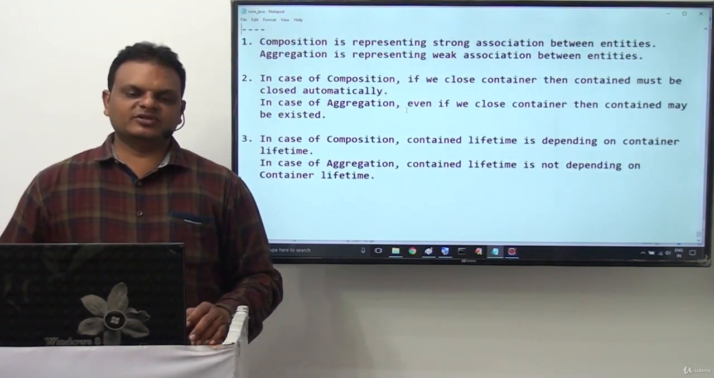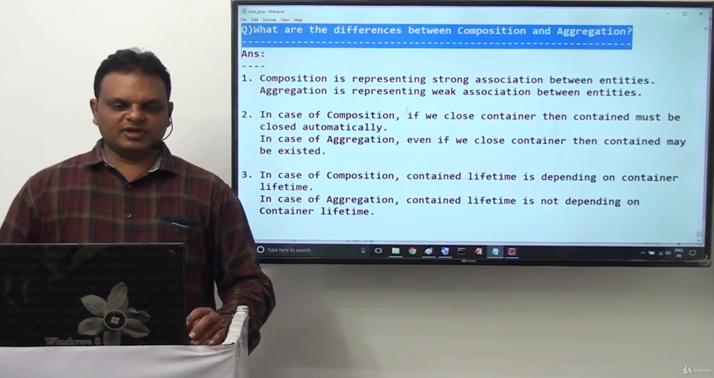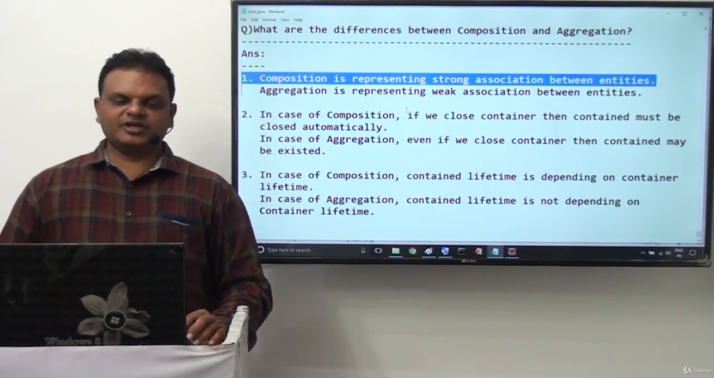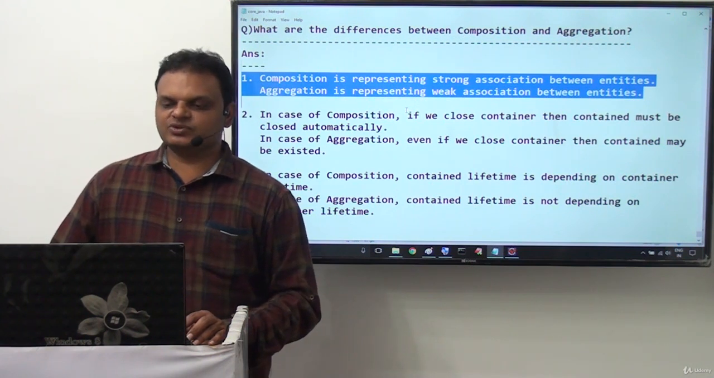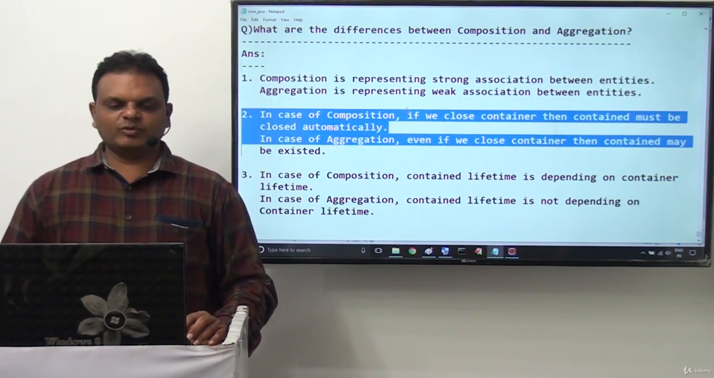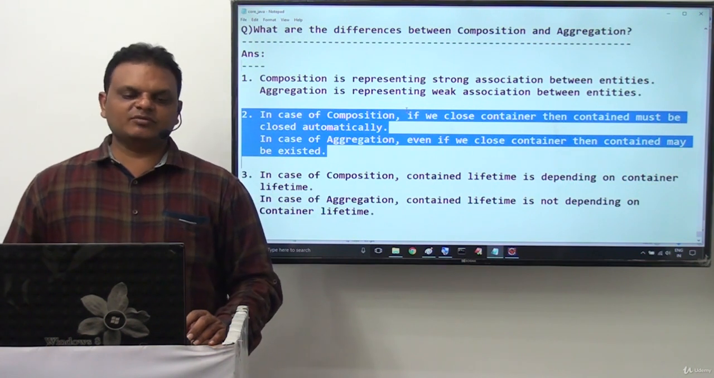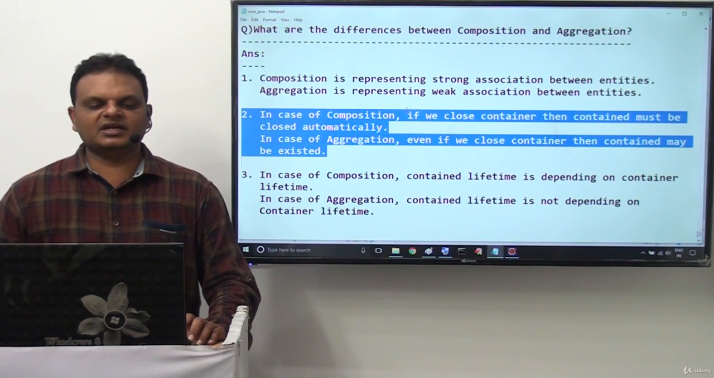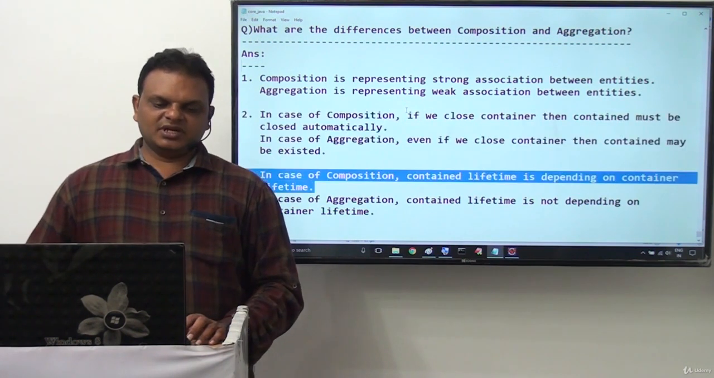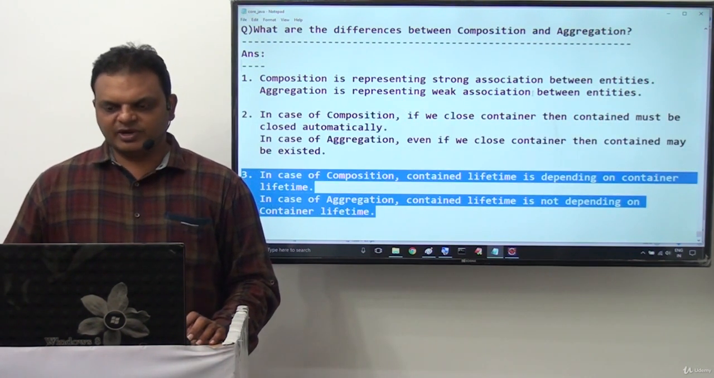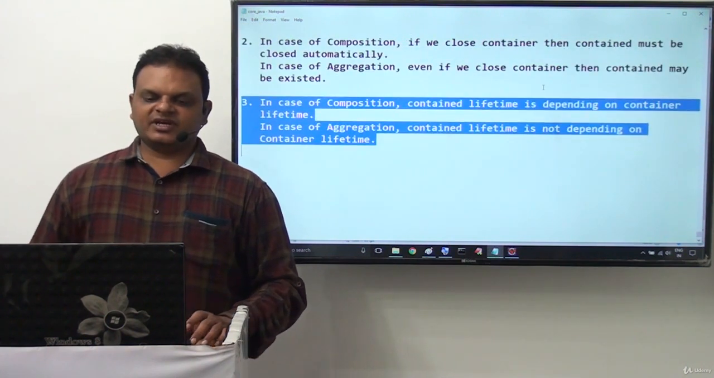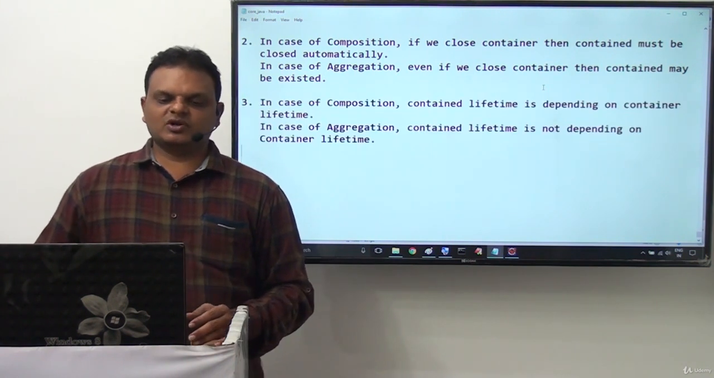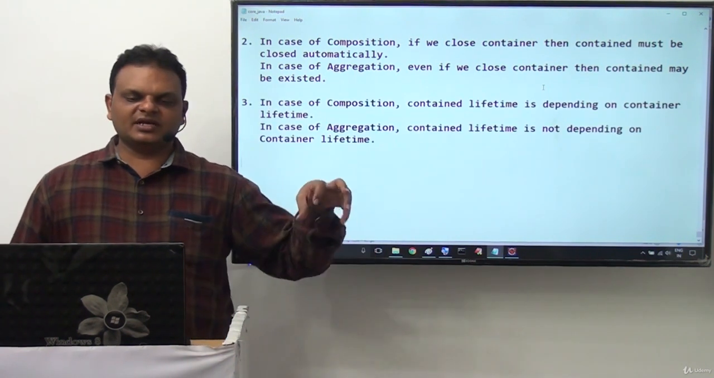Overall, what are the various differences between composition and aggregation? Composition is representing strong association between entities. Aggregation is representing weak association between entities. In case of composition, if we close the container, then the content must be closed automatically. In case of aggregation, even if we close the container, the content may still exist. In case of composition, content lifetime is depending on container lifetime, but in case of aggregation, content lifetime is not depending on container lifetime. This is exactly the meaning of composition and aggregation.